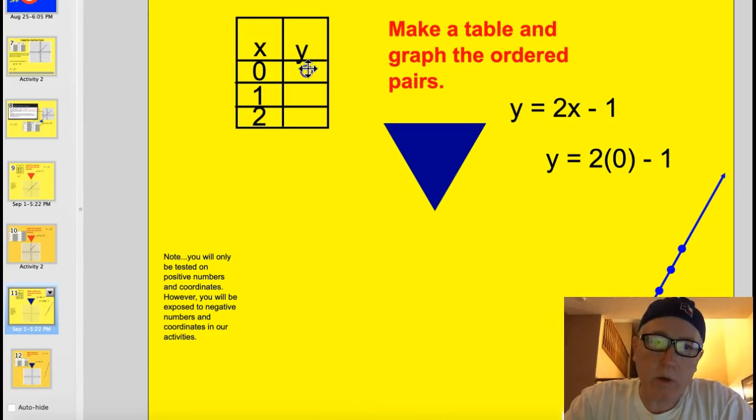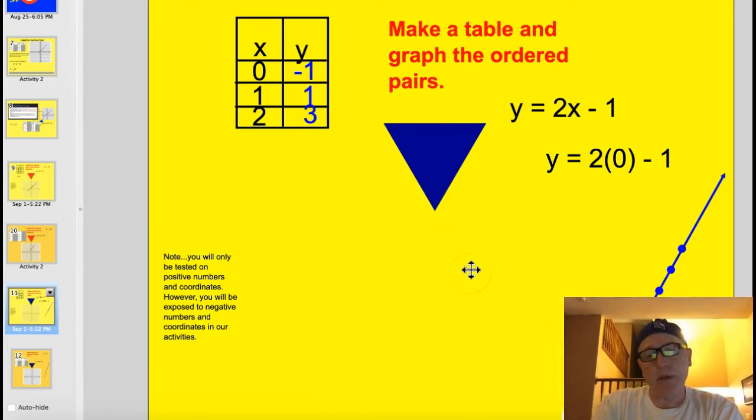So this one's going to be minus 1. And then I could substitute this one in. Y is equal to 2 times 1, which is 2, minus 1. Well, that's just 1. And if I substitute the 2 in, 2 times 2 is 4, minus 1 is 3. So that's not going to hurt anybody, making that table.